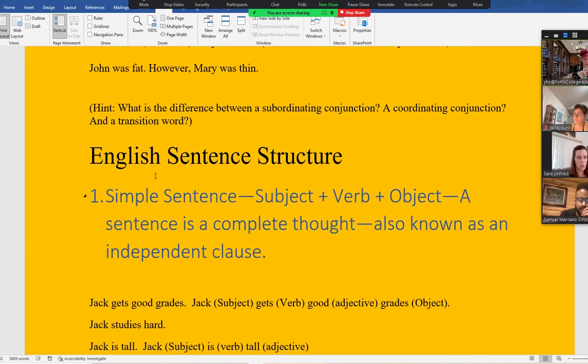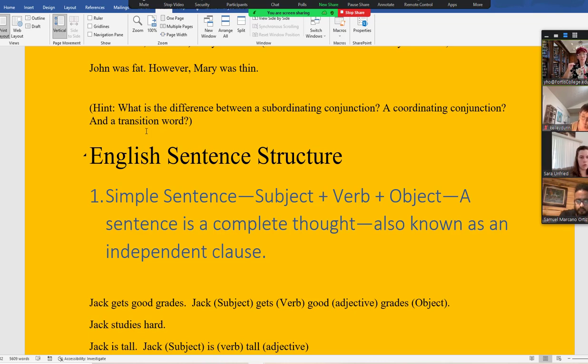So what is the difference between a subordinating conjunction, a coordinating conjunction, and a transition word? Anybody want to volunteer that one? Does that change whether it's a compound, complex, or? Yes, very good. So here, if you have a subordinating, as in something that's below or inferior, that's like the dependent clause. That's how you know it's a subordinating conjunction. A coordinating conjunction means it coordinates two equal sentences. That becomes FANBOYS.